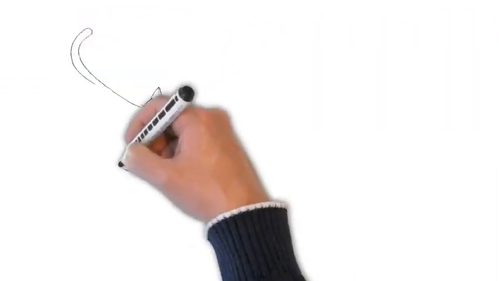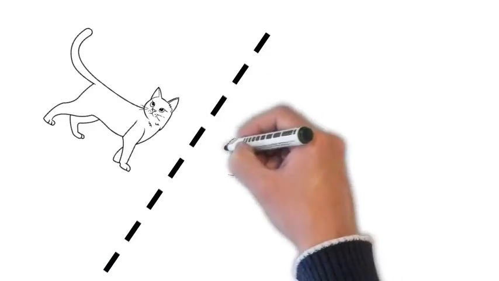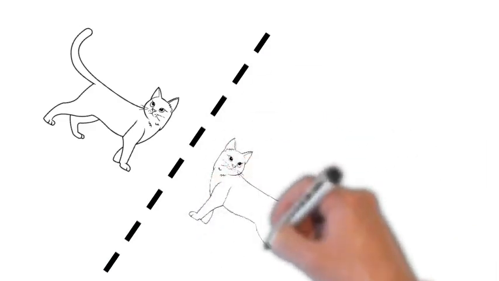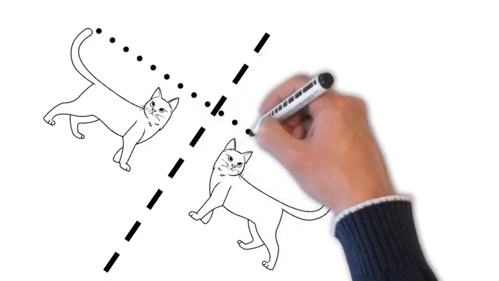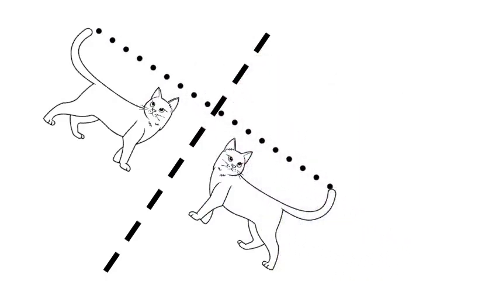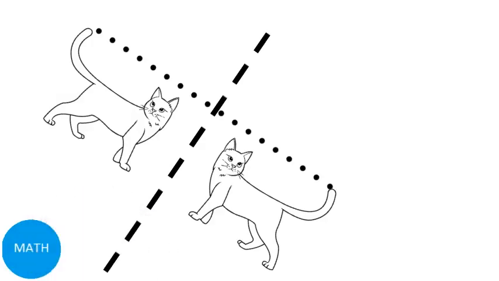Here's an example of a reflection. We've got this cat, and we're going to reflect it over this line of reflection here. And you'll notice when we reflect it, it's just like a mirror, and if you connect any two corresponding points, the line of reflection is perpendicular to that and in the halfway point, or in the midpoint of the two.